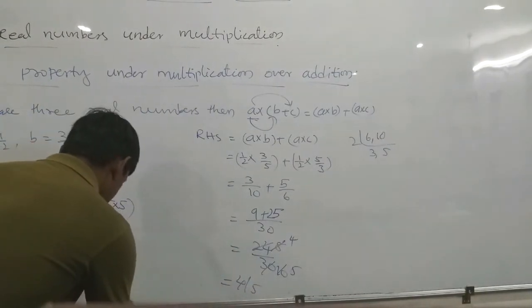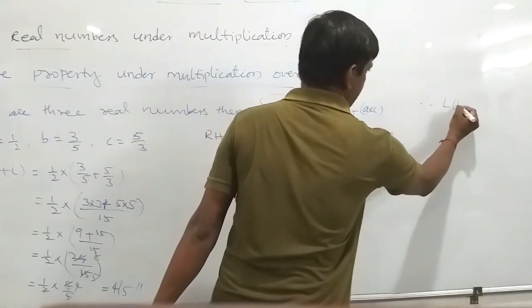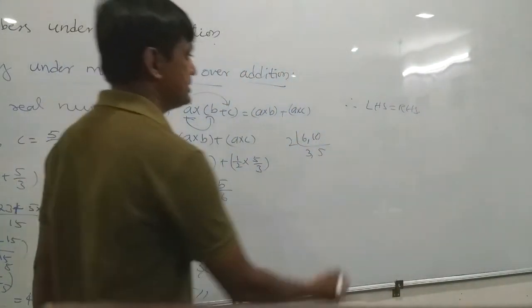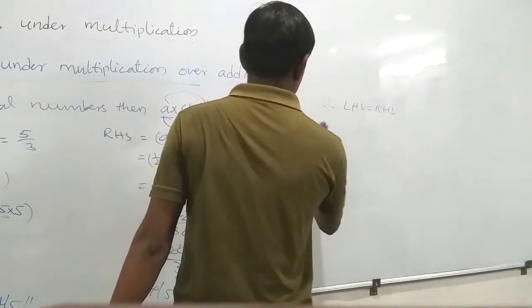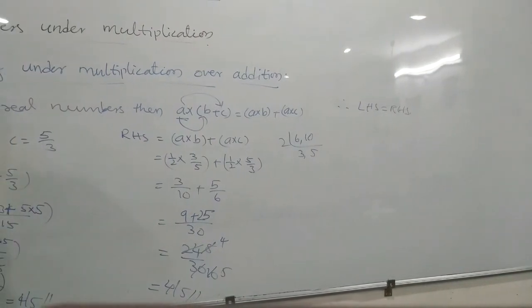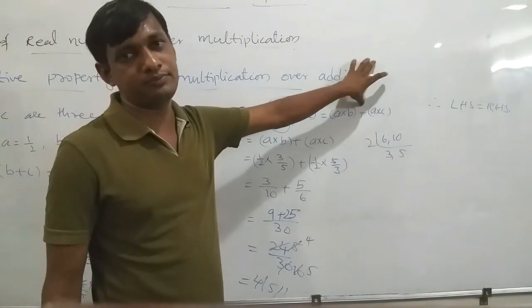So your LHS is 4 by 5 and RHS is 4 by 5. Therefore LHS is equal to RHS. Hence the distributive property of multiplication over addition is satisfied. Children, in the same way you do it for subtraction.